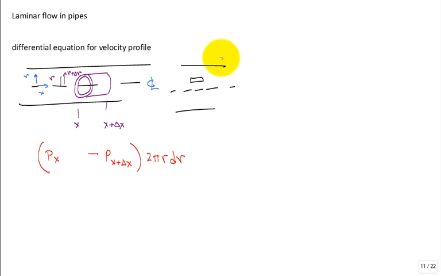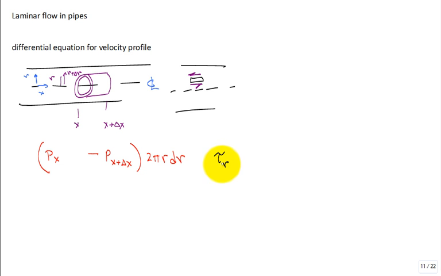The fluid is flowing faster. Hence, the fluid is going to exert a force, a shear stress, in the positive x direction. But the fluid on the outside is slower. It's going to have a shear stress that's going to be in the negative x direction. So what we have is the shear stress tau at r in the positive x direction.